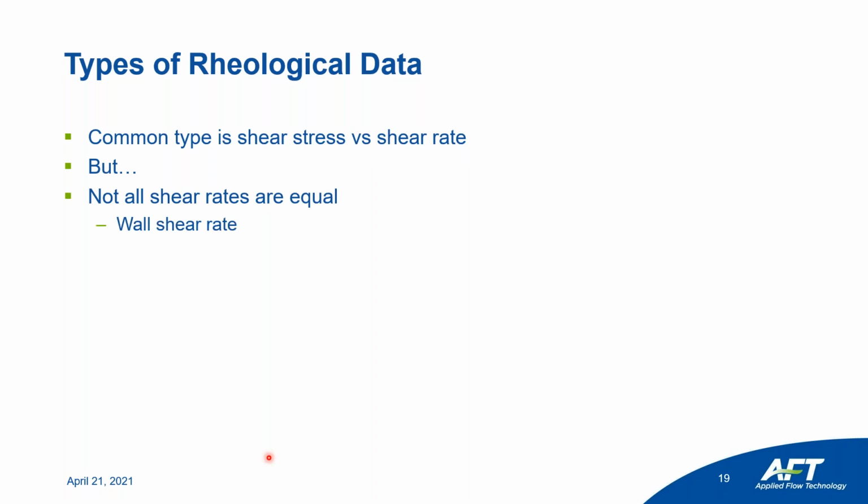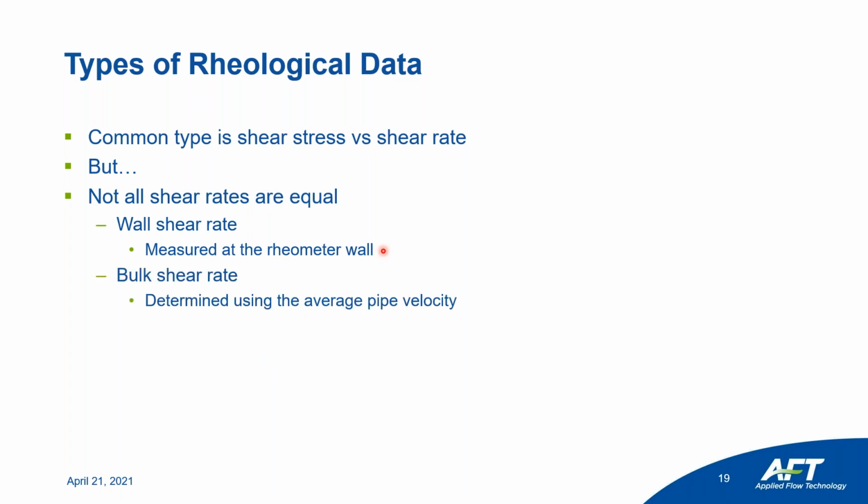So there's kind of two different forms. One is the wall shear rate, and this is the shear rate measured at the wall of your rheometer. Because we know that the velocity profile changes in the fluid, and because our viscosity models, our tau, our shear stress, are very highly dependent on that velocity profile, we have to be careful where we're measuring it. So this wall shear rate we measure at the rheometer wall, whereas our bulk shear rate is determined using the average pipe velocity.